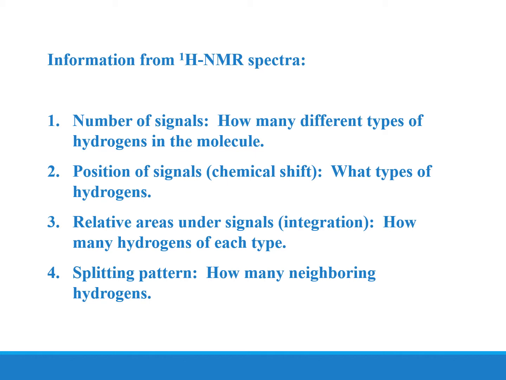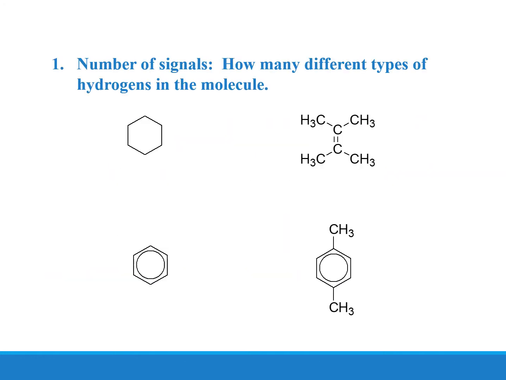A splitting pattern is a situation in NMR spectroscopy where the electronic and magnetic properties of a given hydrogen atom can be affected by other neighboring hydrogen atoms, and we will have a peak with a splitting pattern, a band with split peaks. So let's look at these examples.